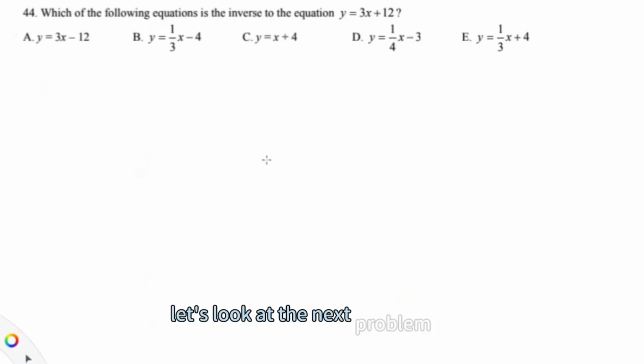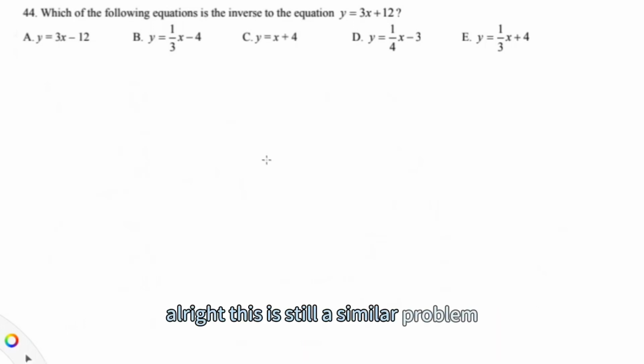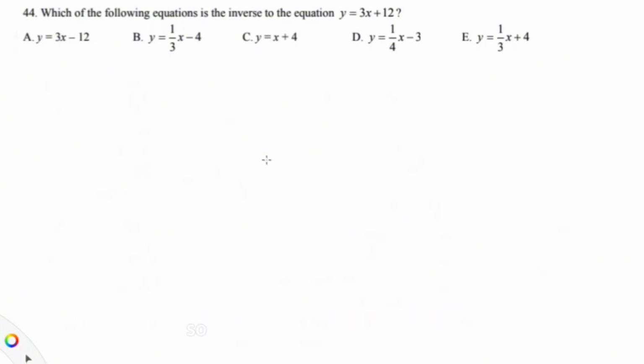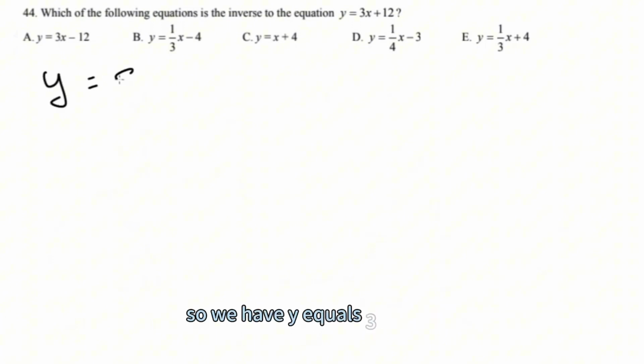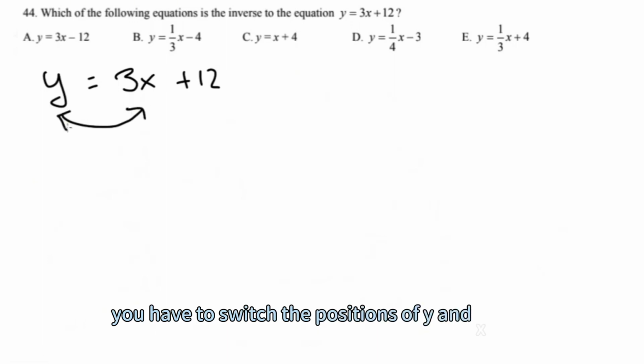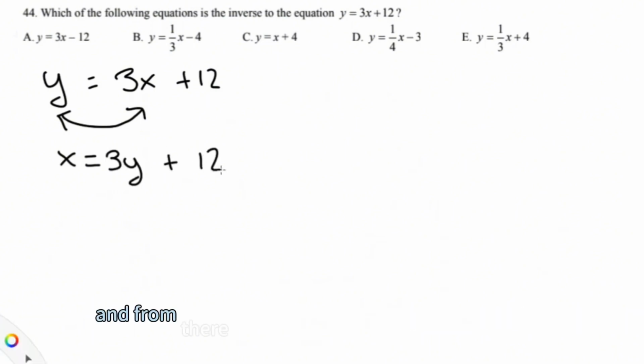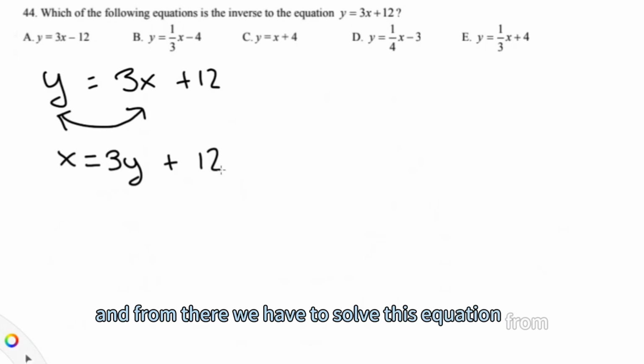Let's look at the next problem now. Which of the following equations is the inverse to the equation y equals 3x plus 12? This is still a similar problem, but slightly more complex. So we have y equals 3x plus 12. Always the first step to finding the inverse is you have to switch the positions of y and x. So this would become x equals 3y plus 12. And from there, we have to solve this equation for y.